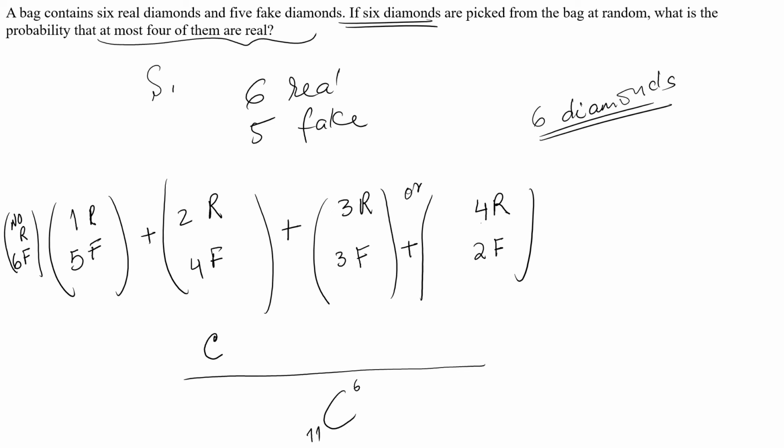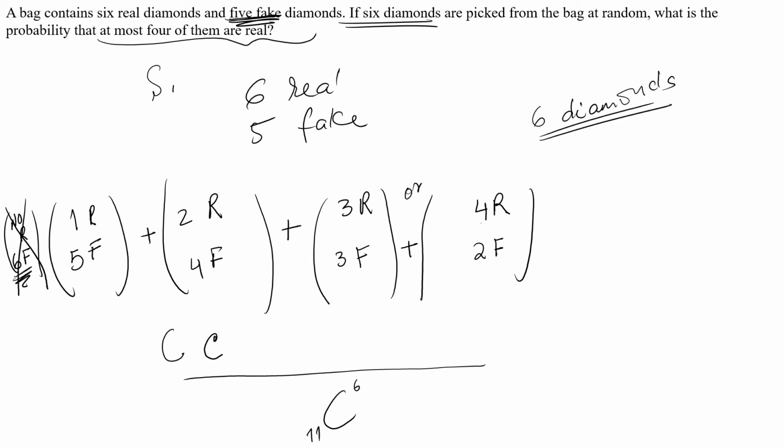Now, 5 fake diamonds. There are 5 fake diamonds. So 6 fake diamonds is not possible, so this condition doesn't go. Why? Because the total number of fake diamonds I have is 5. So how could it be possible? I will choose the 6 diamonds, right? So 1 real and 5 fake. So 5 fake means 5, so 1 real.